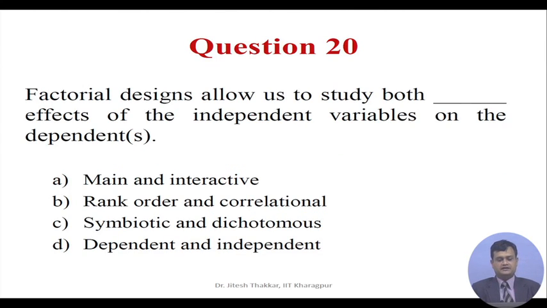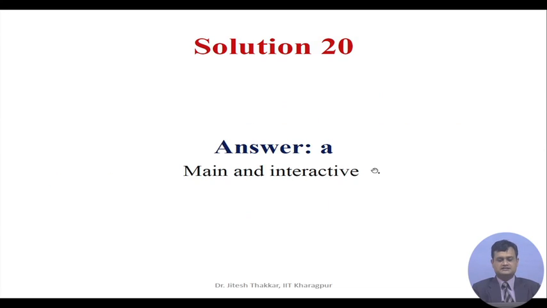Question 20. Factorial design allows us to study both fill in the blank effects of the independent variables on the dependents: main and interactive, rank order and correlational, symbiotic and dichotomous, dependent and independent. So, the correct answer is A, main and interactive.